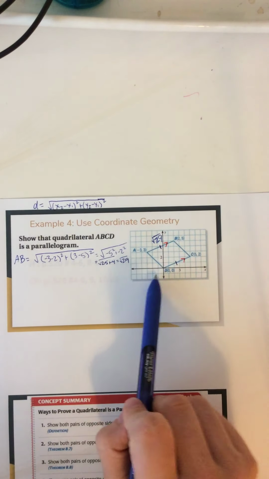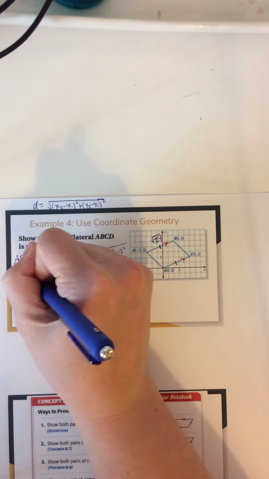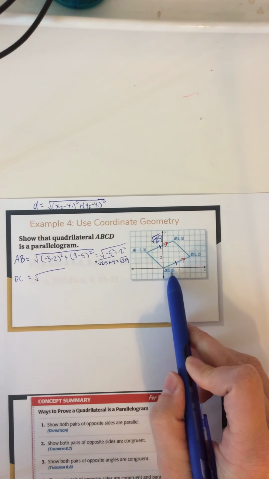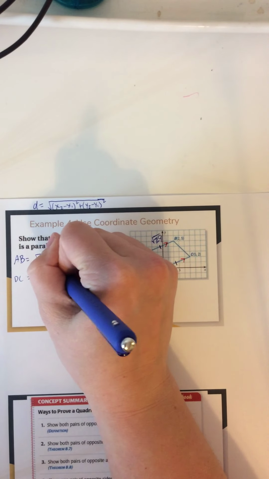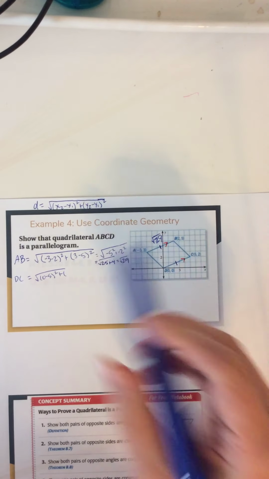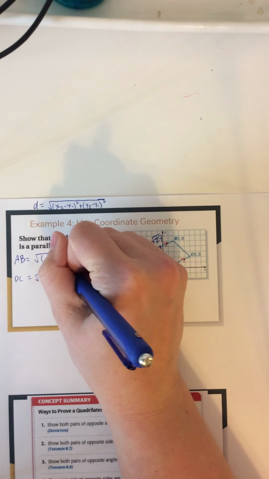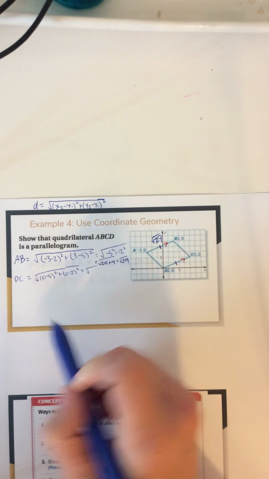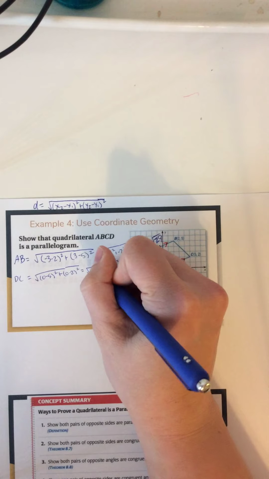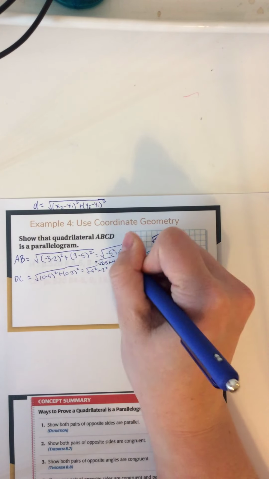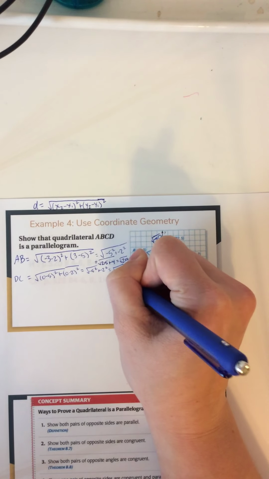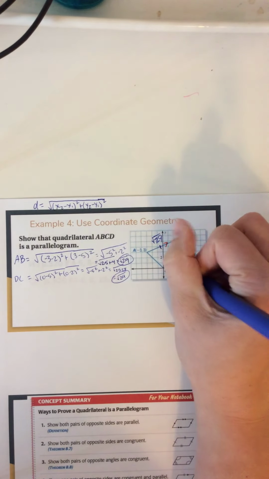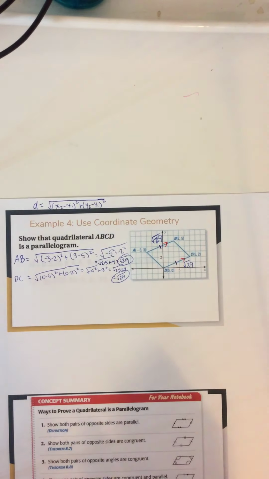So then to find DC now, we're going to do the same thing, just with two different points. 0 minus 5 squared plus 0 minus 2 squared. It's going to be -5 squared plus -2 squared. We're looking pretty good to get 25 plus 4. Whoop. Got the square root of 29 again, so they are congruent. Check that off my list. That part's done.